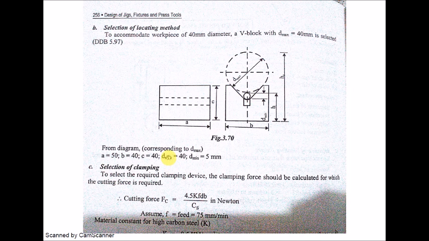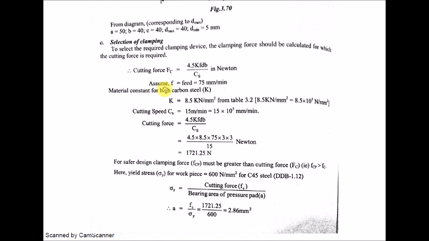Fine. Now we'll go for the selection of the type of clamping method. Selection of clamping is also very important. And one more thing I would like to mention: in case the question is a very short question, for example the marks awarded are only 10 marks, then this portion may be skipped.